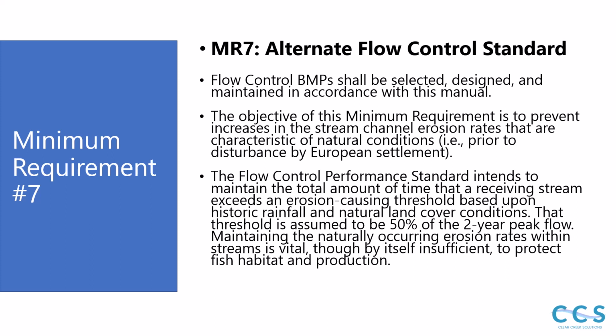The objective of this minimum requirement is to prevent increases in the stream channel erosion rates that are characteristic of natural conditions, i.e., prior to disturbance by European settlement. The flow control performance standard intends to maintain the total amount of time that a receiving stream exceeds an erosion-causing threshold based upon historic rainfall and natural land cover conditions. That threshold is assumed to be 50% of the 2-year peak flow. Maintaining the natural occurring erosion rates within streams is vital, though by itself insufficient to protect fish habitat and production.